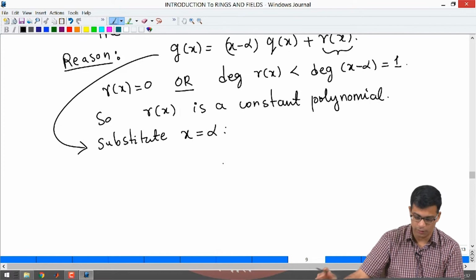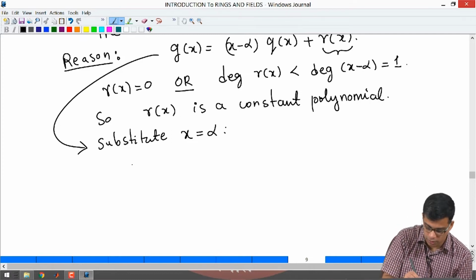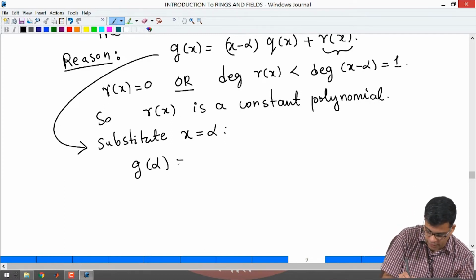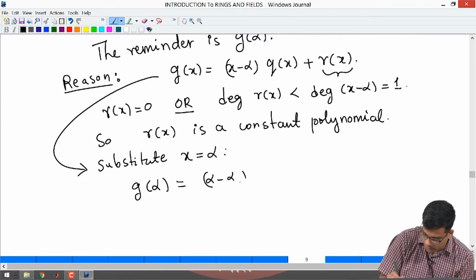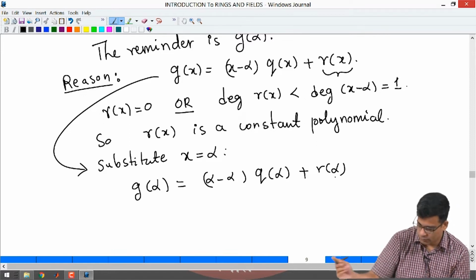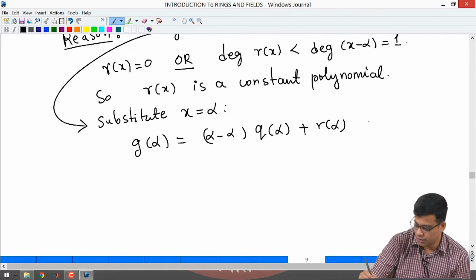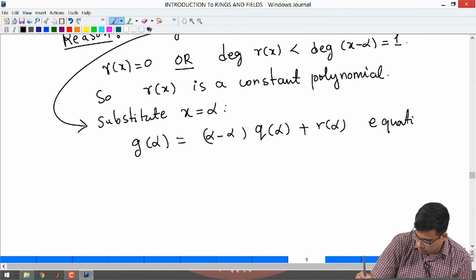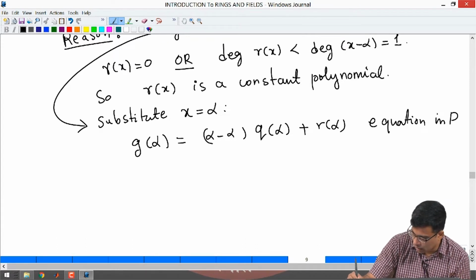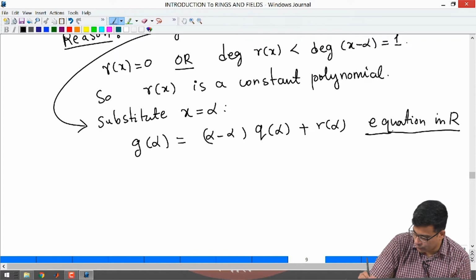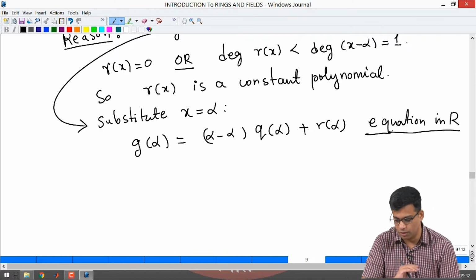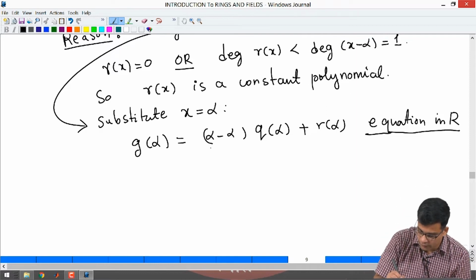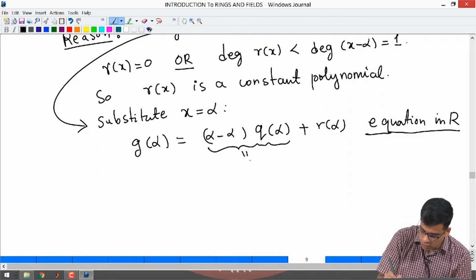So, if you substitute x equal to alpha, you get g alpha on the left hand side, alpha minus alpha times q alpha plus r alpha. Okay. So, now this is an equation in R. Now, x is gotten rid of, right. So, x is gone, what you are left with is actually an equation in R, but now alpha minus alpha is 0. So, this whole thing is 0.